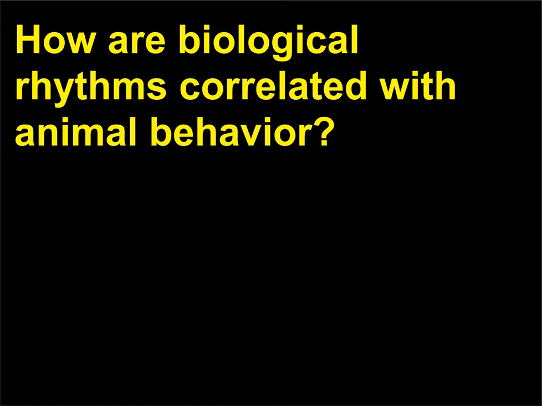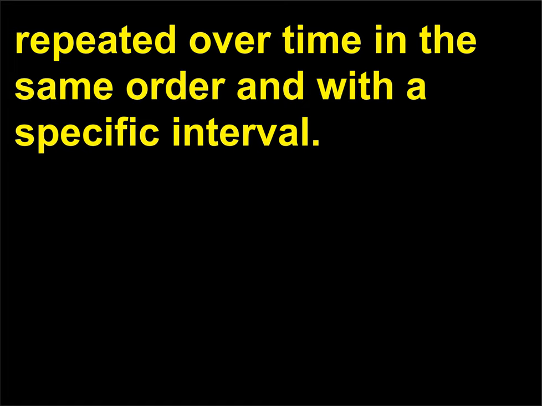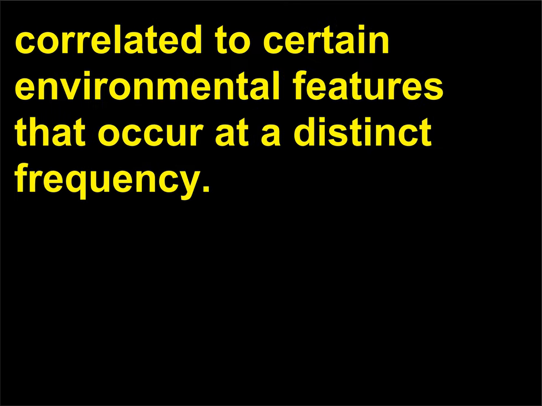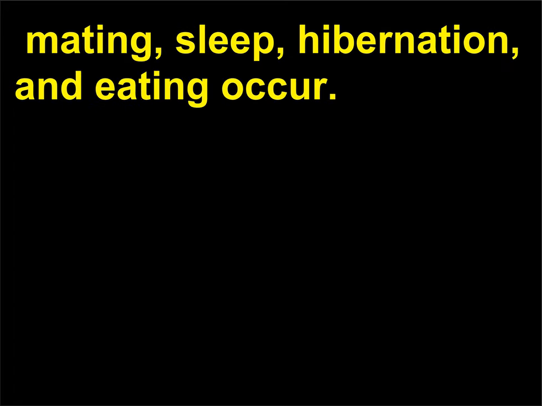How are biological rhythms correlated with animal behavior? A biological rhythm is a biological event or function that is repeated over time in the same order and with a specific interval. Biological rhythms are evident when an animal's behavior can be directly correlated to certain environmental features that occur at a distinct frequency. Biological clocks control animal behaviors such as when migration, mating, sleep, hibernation, and eating occur.